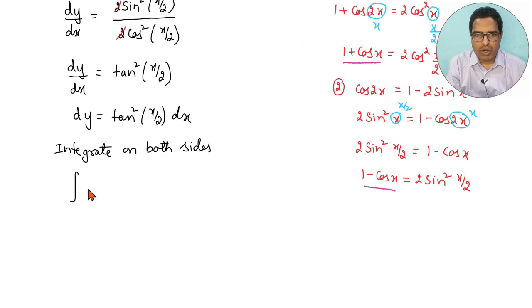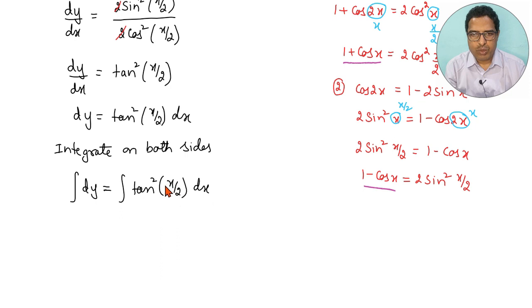We get integral of dy is equal to integral of tan square x by 2 times dx. We can't just integrate tan square x by 2, so we'll try to rewrite this tan square. Tan square can be written as secant square minus 1. So tan square x by 2 can be written as secant square x by 2 minus 1. I'm just using the basic trigonometric formula for tan square as secant square minus 1, times dx.